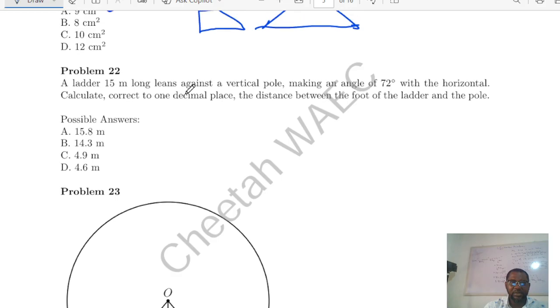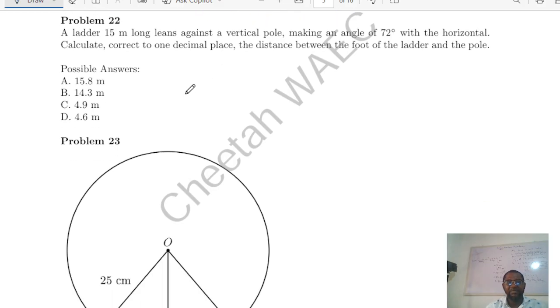Okay, now the next question says, a ladder 5 meters long leans against a vertical pole, making an angle of 72 degrees with the horizontal.